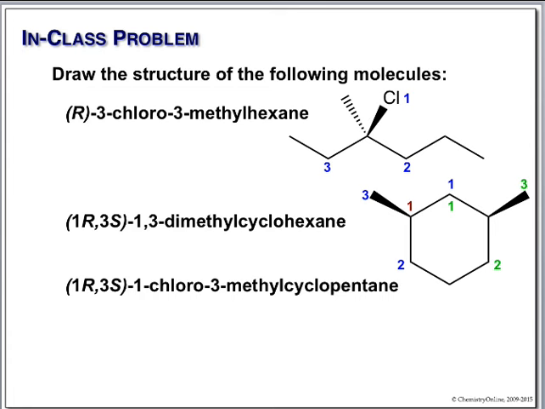Now, if I'd ask you to draw 1R, 3R, what would you do at this point? Simply change this to a dashed wedge and make the methyl go back. That gives you the opposite configuration. So the one in red is S? Yep, this is S. That's R. So isn't that going counterclockwise? This is going counterclockwise. That's S.